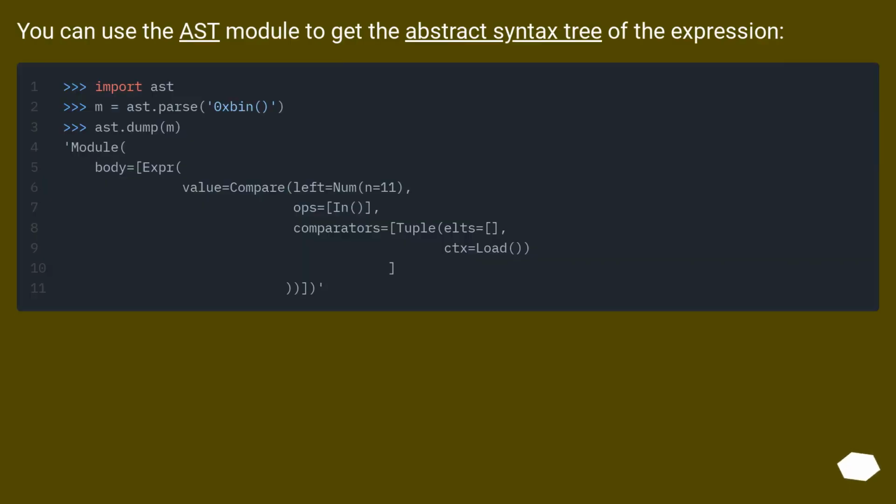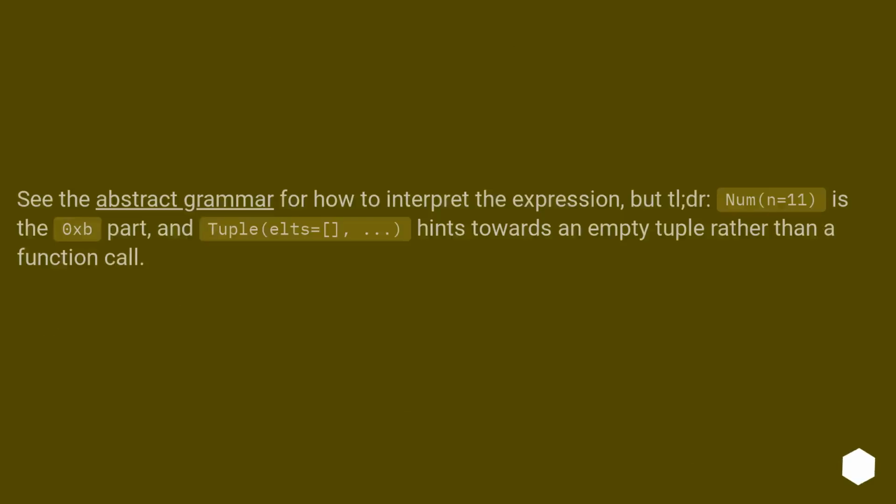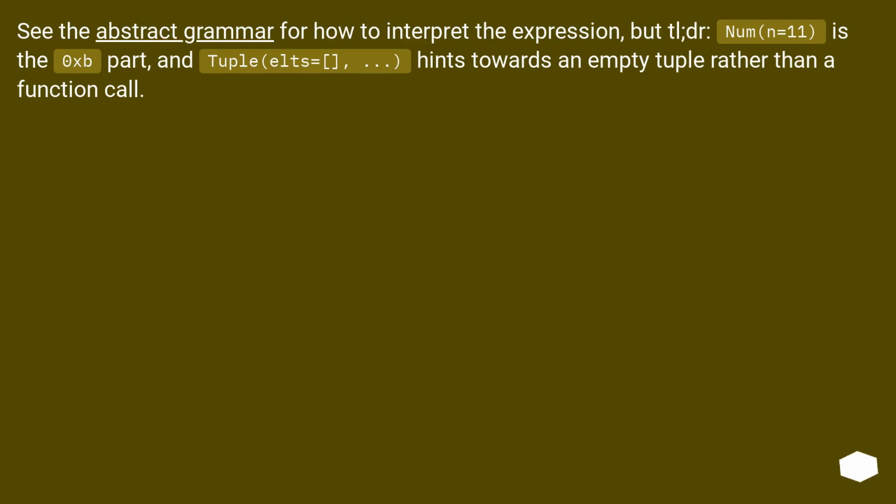You can use the AST module to get the abstract syntax tree of the expression. See the abstract grammar for how to interpret the expression, but TL;DR: Num n equals 11 is the 0xb part, and Tuple elts equals [] hints towards an empty tuple rather than a function call.